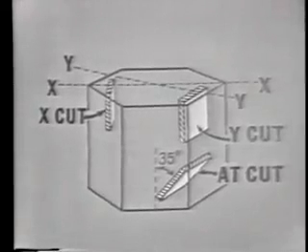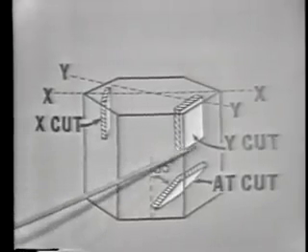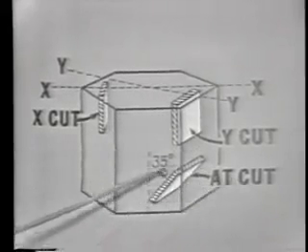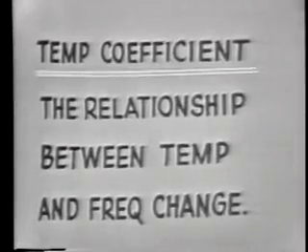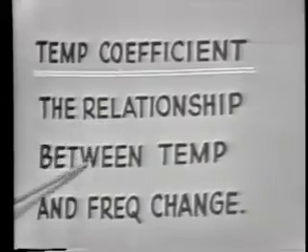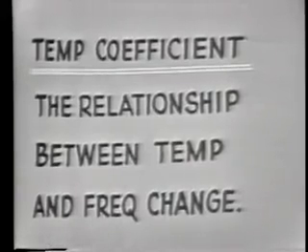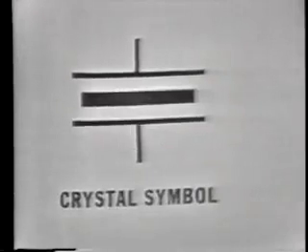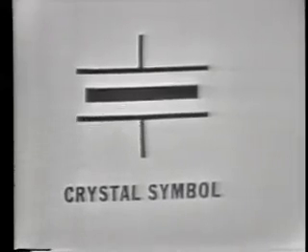Then we saw the 3 basic crystal cuts that we were considering: the X cut, which is made perpendicular to the x-axis; the Y cut, which is made perpendicular to the y-axis; and the AT cut, which is made at a 35-degree angle from the z-axis. And then we define temperature coefficient as the relationship between a temperature change and a frequency change. And then we gave you the schematic symbol for a crystal. This represented the crystal holder, this the crystal itself.